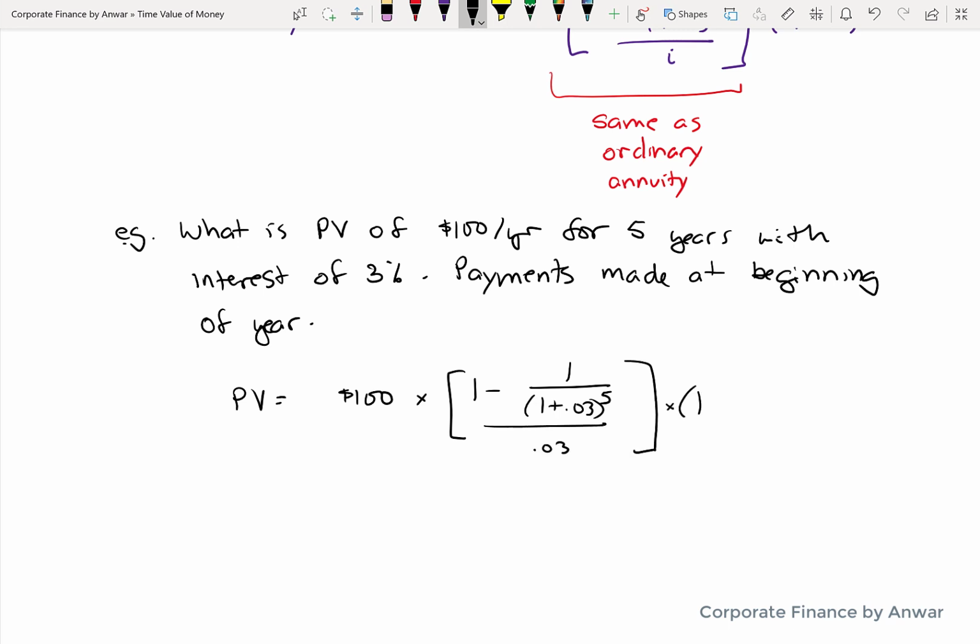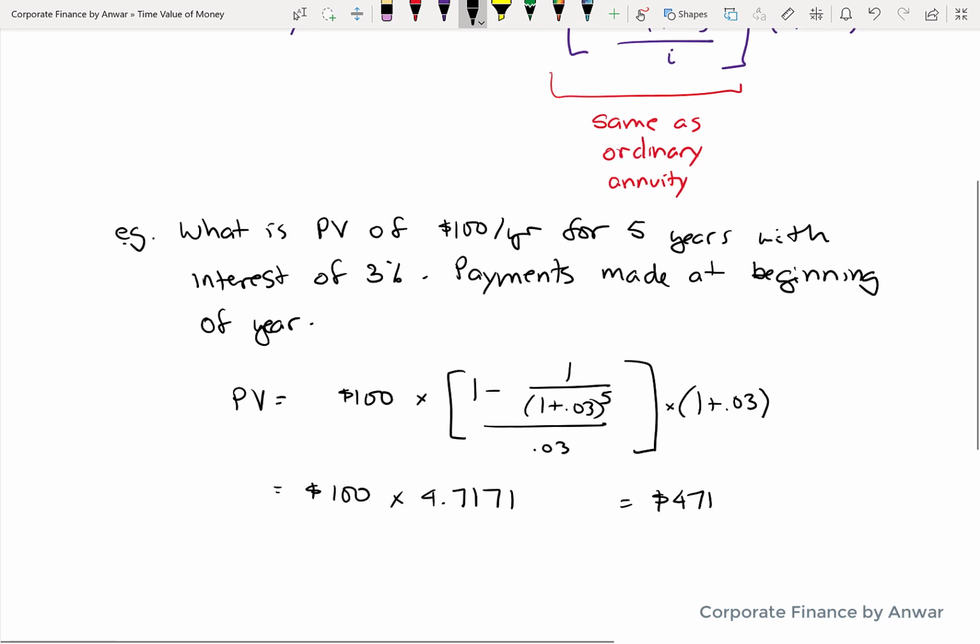So again, the inflation interest rate time period matches the number of years. And we multiply that by 1 plus 0.03. So at the end, we can calculate that into the payment of 100 times the present value annuity factor of 4.7171. So it's just $471.71. So it's slightly different than the one we calculated last time.